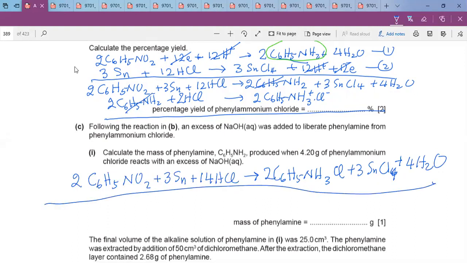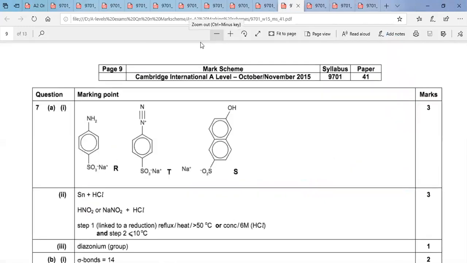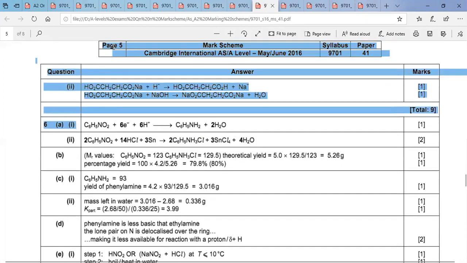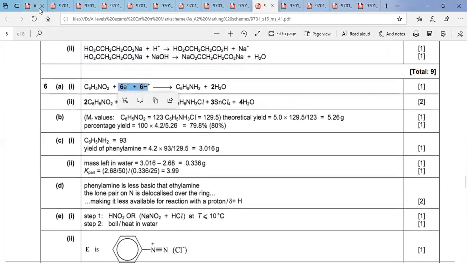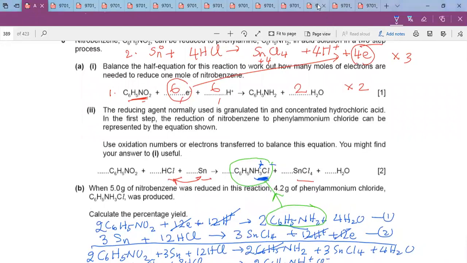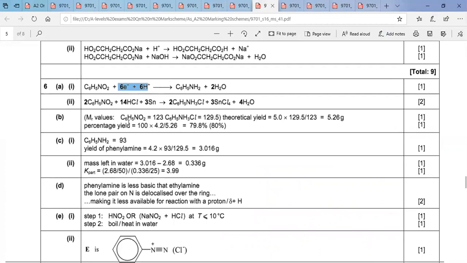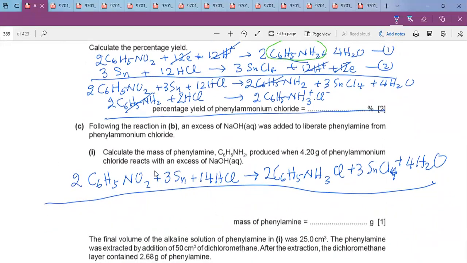Got it? Now let's look at our answer. Okay, here. The first one, 6 electrons and 6 plus 1. Why have we got 6 electrons? 6 electrons, and 2 water. Okay, last 5. Second one, 2, 14, 3. Voila! As I told you, I'm quite clever. I'm quite stupid only, but I'm quite clever.